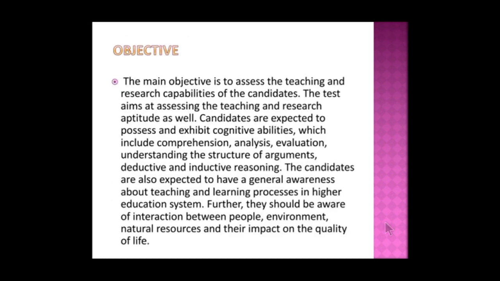Next is the objective. What is the main objective of this first paper? Why is there a first paper? When you qualify the UGC NET exam, you are eligible for college lecturer or professor posts. If you get JRF, then you are eligible for PhD admission. So the first paper is common for all, with some common things for professors and research workers. That's why teaching and research aptitude is very important for all the subjects and all the candidates.